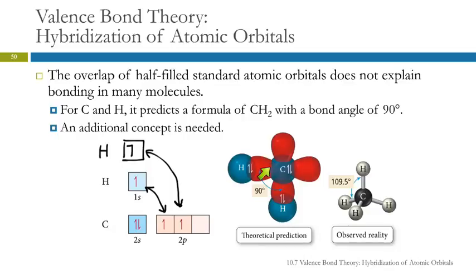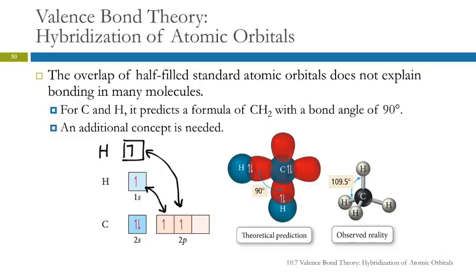So here we're just drawing the two half-filled orbitals because this one's empty. There is a p orbital, but it's empty, so we're not going to draw pictures of it. So we've got this orbital and this orbital half full, and they're going to overlap. Here's the s orbital on the carbon. It's got that pair of electrons. So this predicts that we would have a molecule that is a carbon with two hydrogens, and that the bond angle would be 90 degrees.